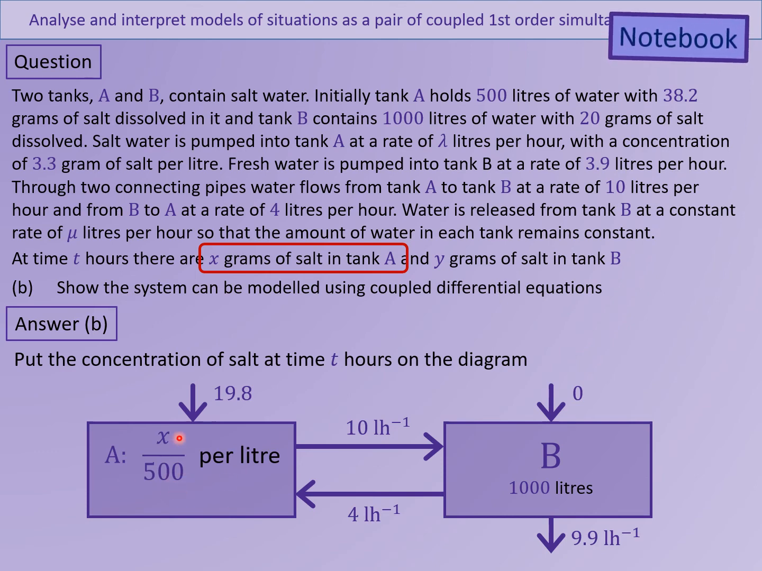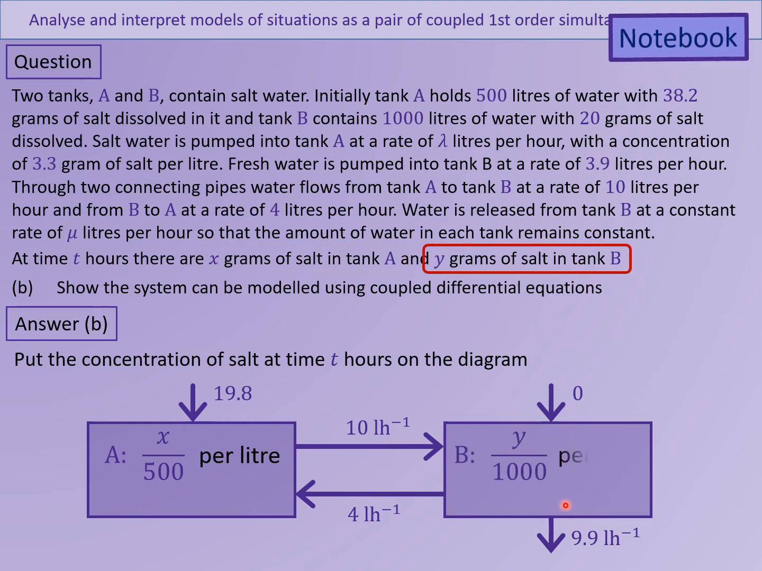So I've just got x grams of salt here. It's x grams of salt out of 500, out of 500 total. So it's x over 500 per litre. So it's a few grams of salt divided by how many litres of water you've got. And the same idea for tank B, but don't forget this time there's 1,000 in there. So I've got this changed to y out of 1,000 per litre.